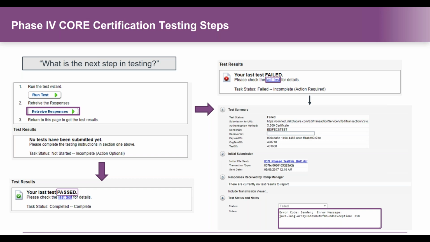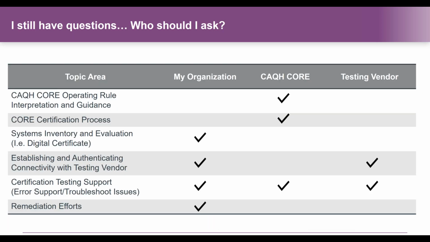Within the hyperlink, you'll get to see the different dynamics and verify information that you submitted, such as the connectivity information, and also any error codes that might have been generated from the failure of the transaction. So you can use these error codes to diagnose and troubleshoot problems within your systems to help support your remediation efforts.